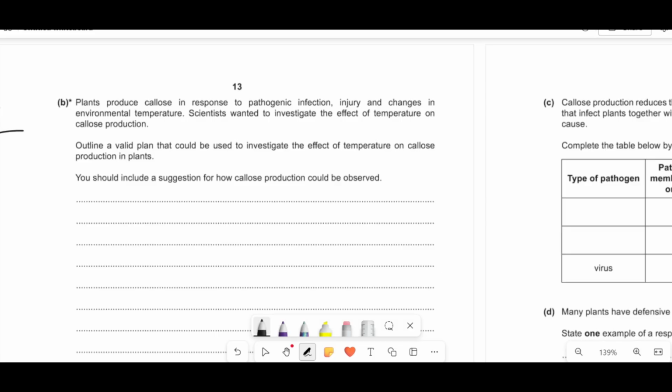So what you need to do is come into this and say, all right, I need to figure out what my independent and dependent variable is and come up with a decent plan. So start by identifying your independent and your dependent. So independent is clearly obviously going to be temperature. We're changing that, right? Dependent, don't just write callose production. That's useless. We need to figure out how we're actually going to measure that.